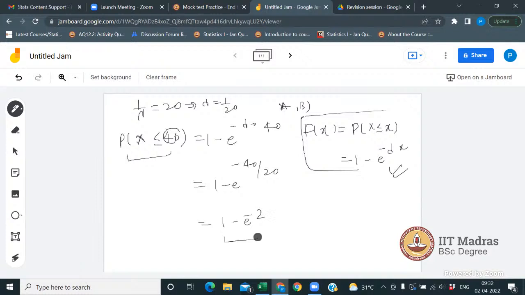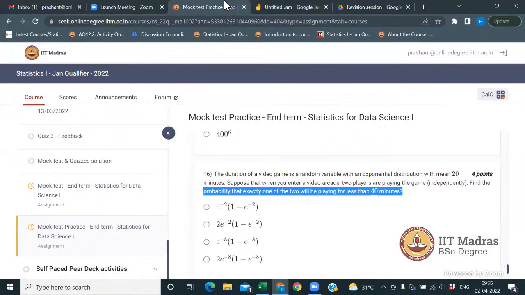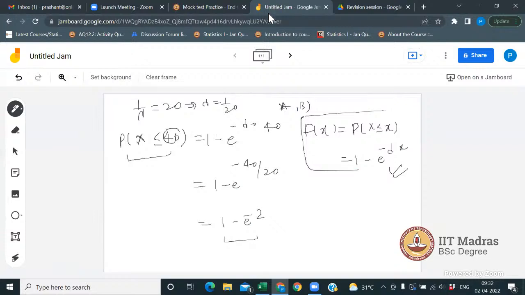Yeah, so this thing says for one player. I think I'm making some mistake. So should we consider that one player is playing less than 40, another is playing greater than 40, and again change it into 2? Oh, yes. That's why I'm saying I'm making some mistake. This is the probability of playing less than 40 minutes for this one. And for playing greater than 40, it will be simply e raised to power minus lambda into 40, means e raised to power minus 2.